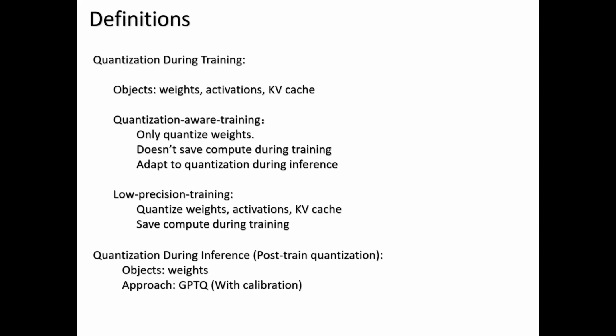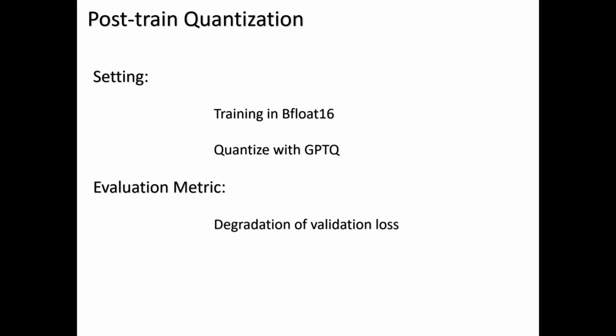The quantization approach studied in this paper is GPTQ. So it has a calibration process, which means it changes the model weight values as they are being quantized to minimize the loss of precision. And this is different from GGUF. Now let's talk about the post-training quantization scenario first. So the models are trained in bfloat16 and then quantized with GPTQ at different precisions. And the evaluation metric is the degradation of validation loss after quantization.